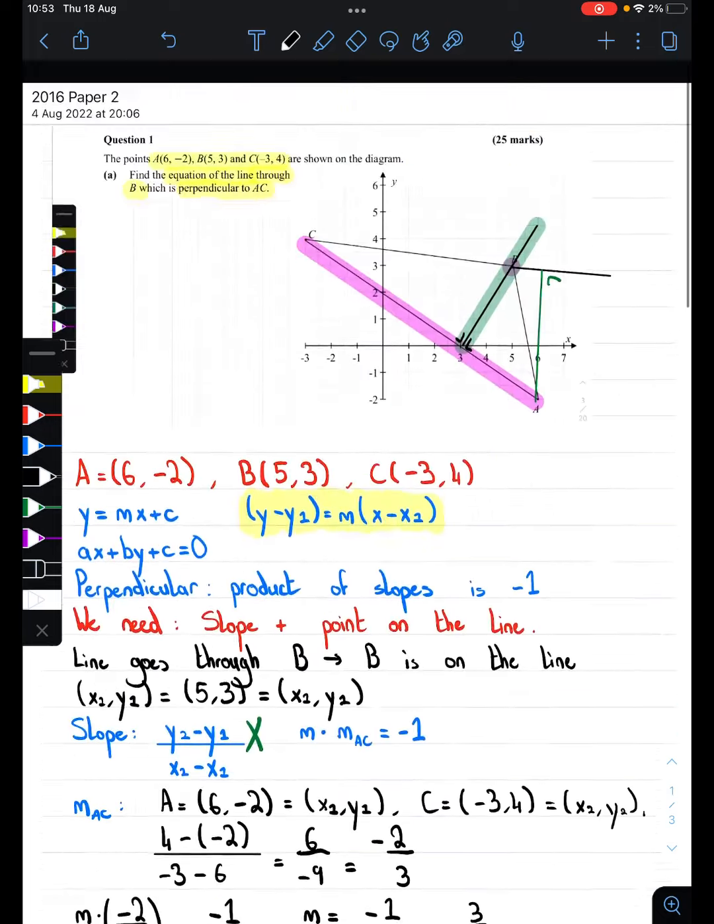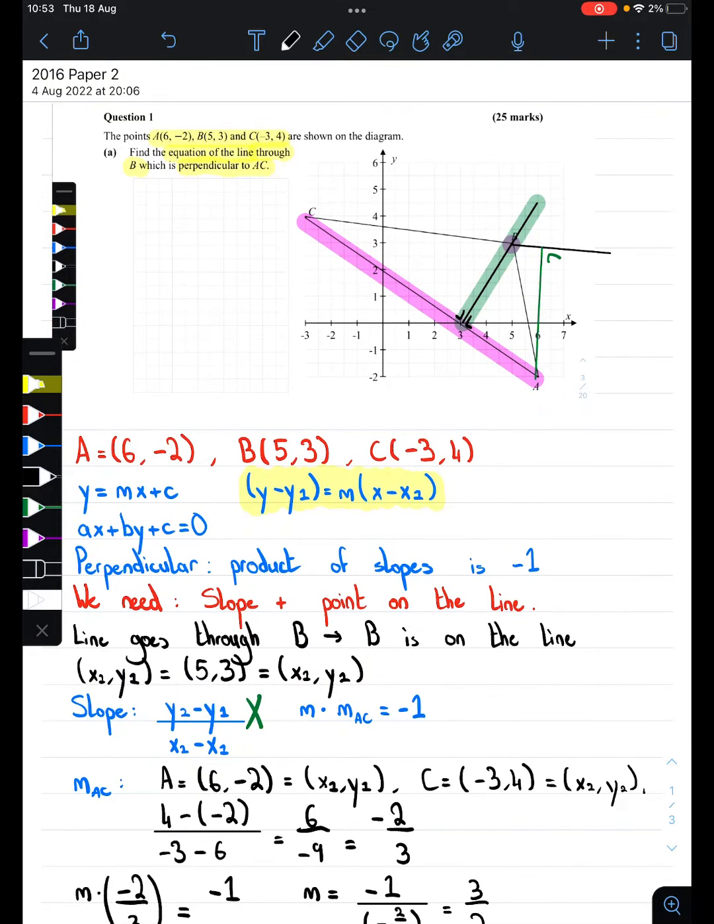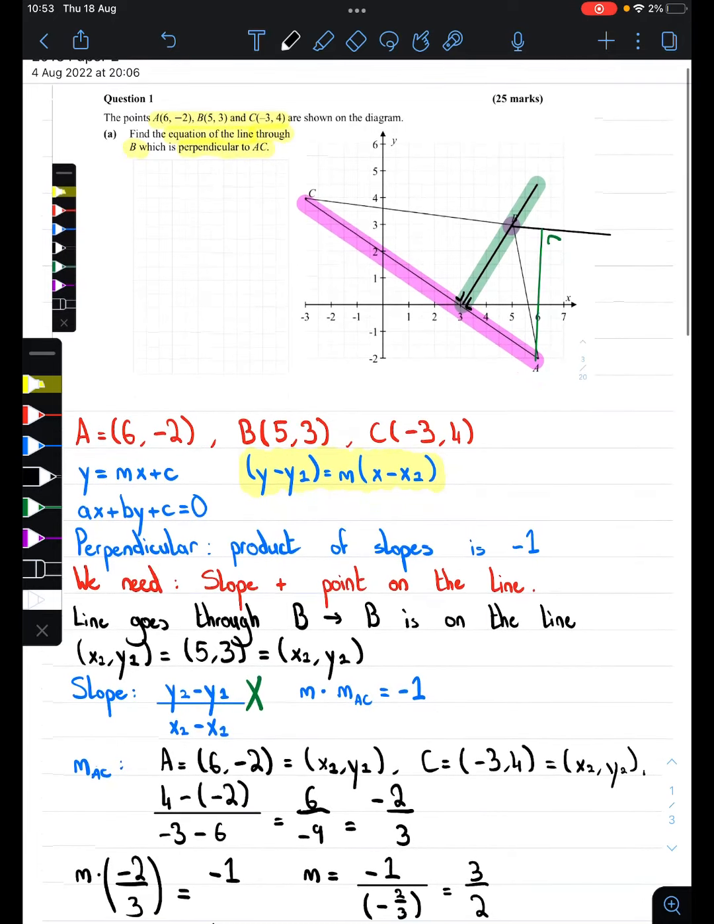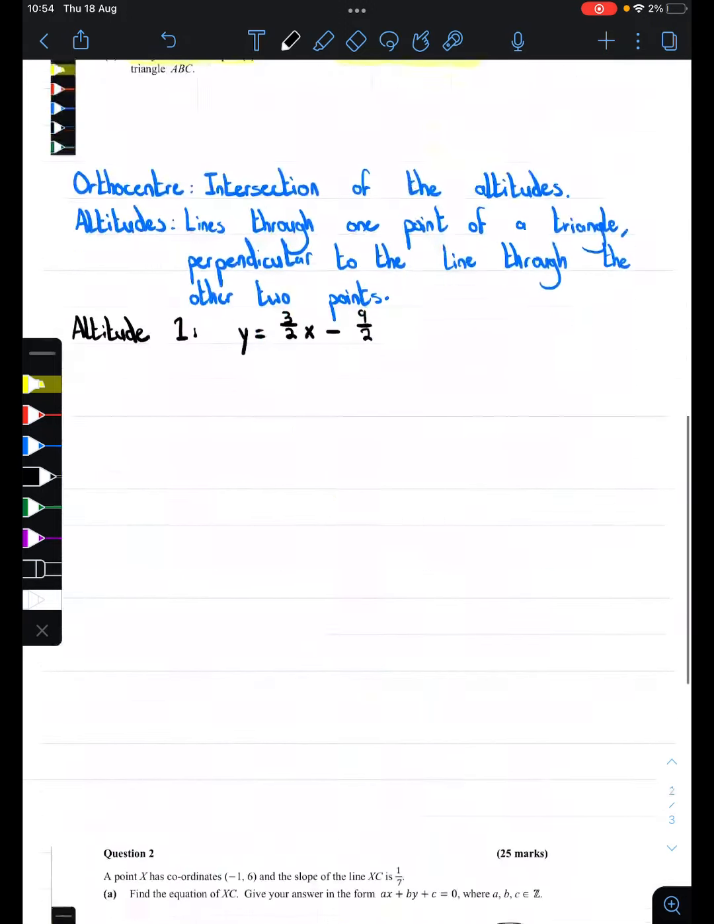How might we find another? Well, we can just repeat the same process that we did for question 1, and we'll just switch. Instead of the equation of the line through B, we'll look for the equation of the line through A, which is perpendicular to the line through the other 2 points, BC.